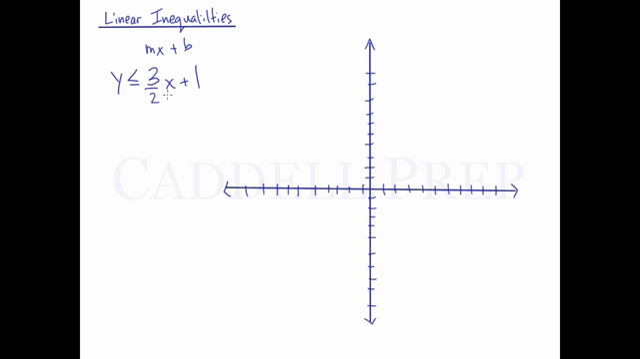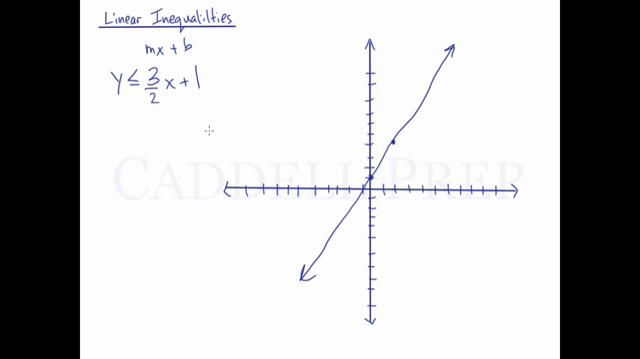So let's graph it as if this were a line. We have a y-intercept of 1 and a slope of 3 halves. So it's going to pass through this point, 0, 1. It's going to go up 3, 1, 2, 3, and over 2. Something like this. So this is just a sketch. Say it looks something like that.